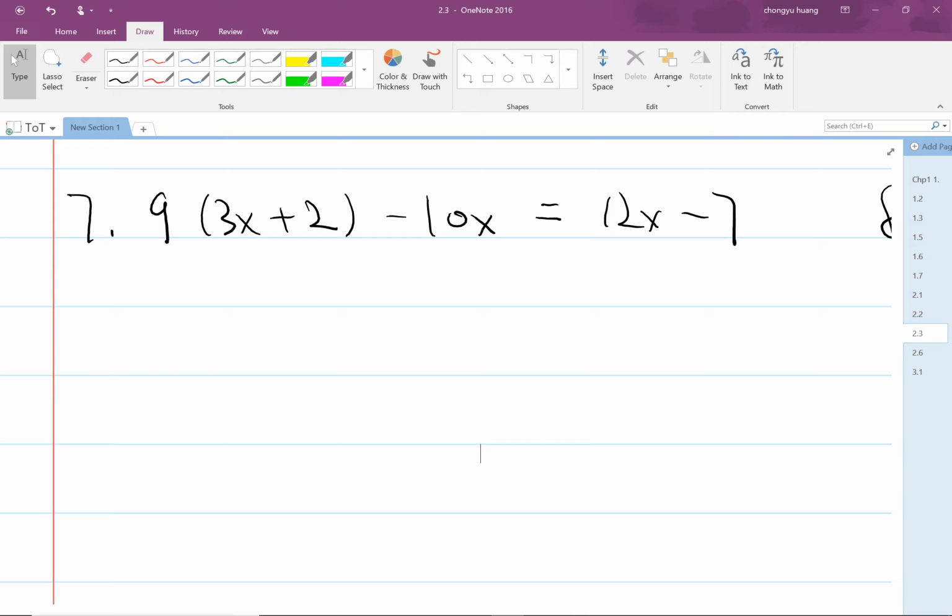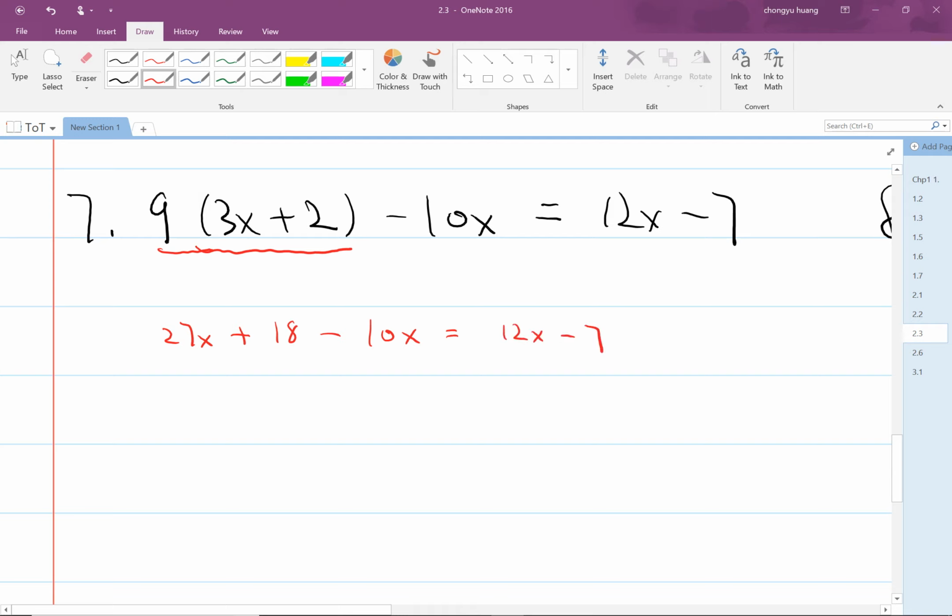So here we have to get rid of the bracket first by multiplying 9 in. Then we have to simplify a bit more, right? So we multiply by 9. We have 9 multiplied by 3x, which is 27x, and then plus 9 multiplied by 2, which is 18, and then minus 10x, and it is equal to 12x minus 7, right?